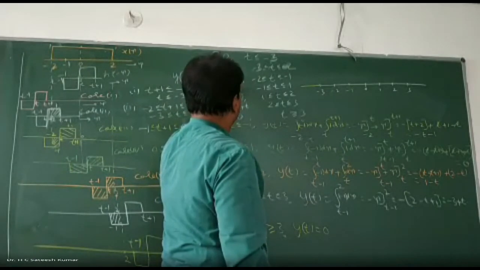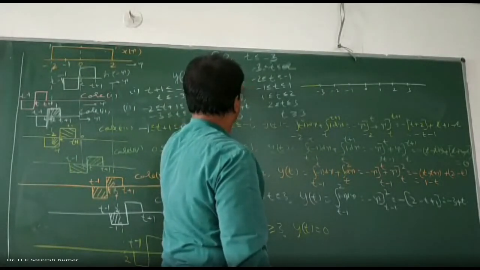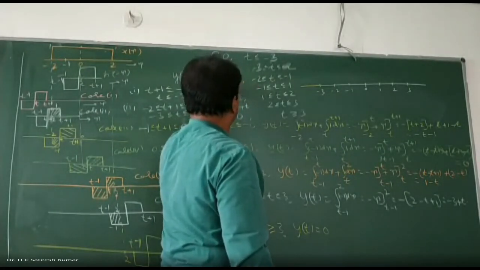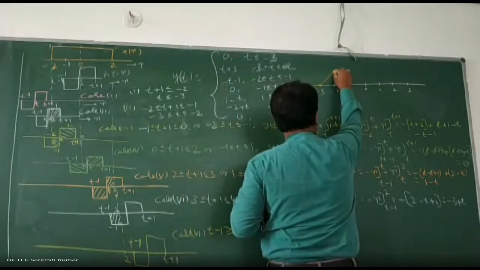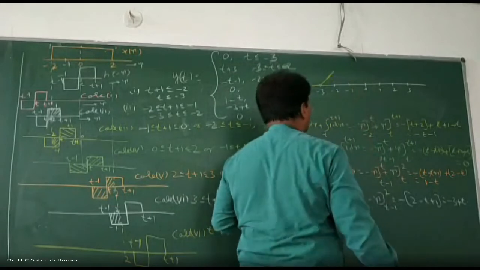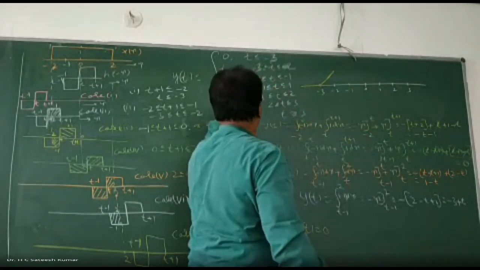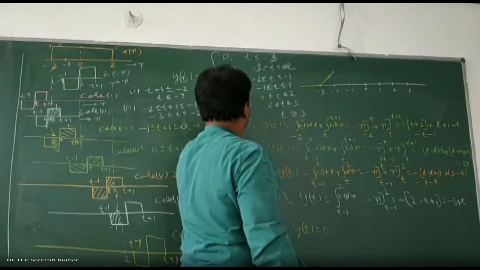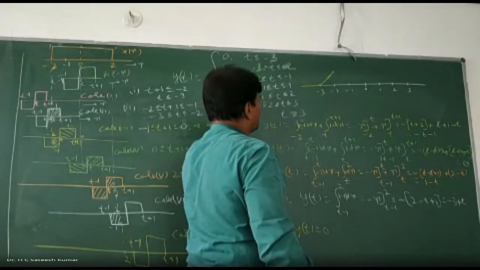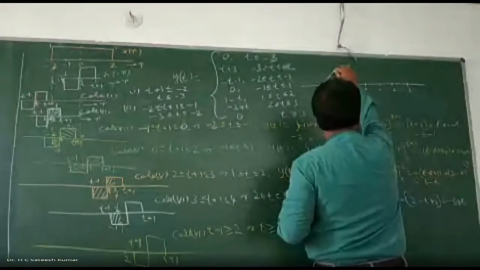Okay, at minus 3, it is 0. At minus 2, its value is 1. So therefore, it is a straight line with increasing positive slope. So we got this. Between minus 2 and minus 1, negative slope, it is decreasing. At minus 2, its value is 1, and at minus 1, its value is 0. So therefore, it is decreasing.